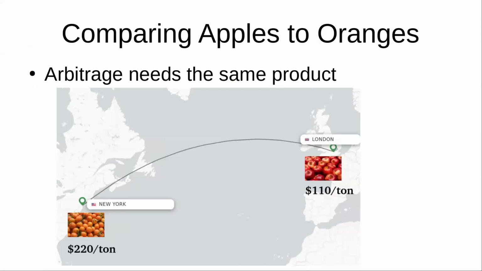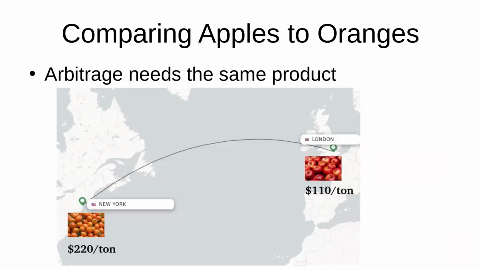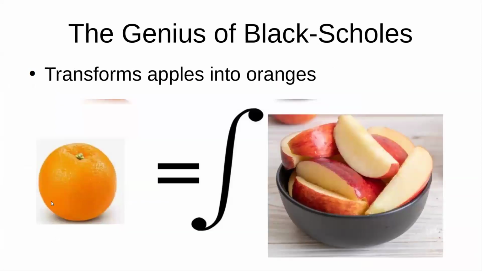So what does Black-Scholes do? Not necessarily Black-Scholes, options pricing in general. So essentially it transforms apples into oranges. So it allows you to trade apples for oranges, which normally you couldn't do. So assume in this case orange is an option and apples are the stock. Normally you couldn't exchange stocks for options because they are different products.